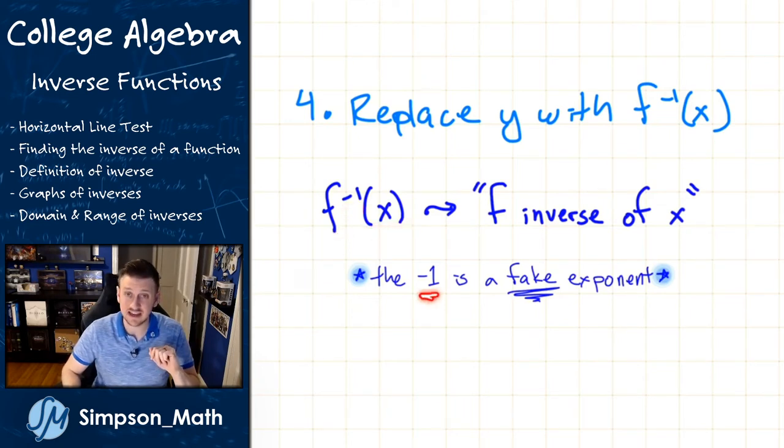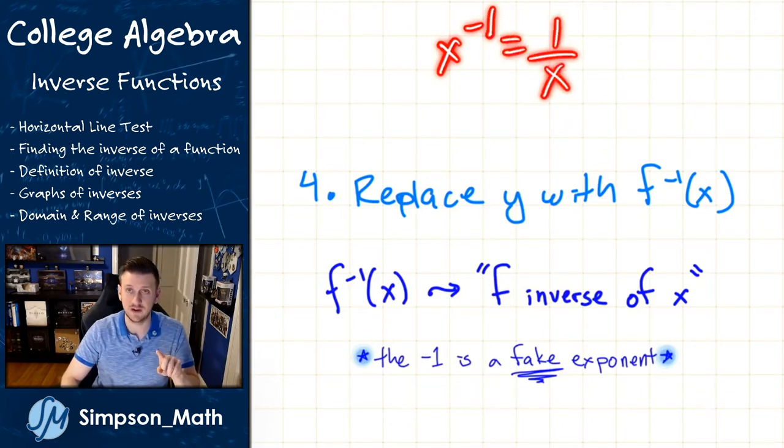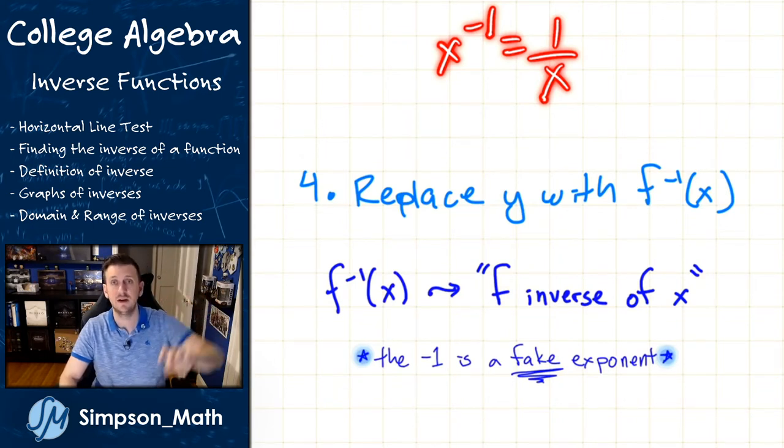Now, this negative 1, that is a fake exponent. This is not a real exponent. It is hanging out in the exponent spot, but it is not a real exponent, right? You might have seen x to the negative 1, that's the same thing as 1 over x. That is the reciprocal, right? You fix negative exponents by moving them to the denominator or vice versa.